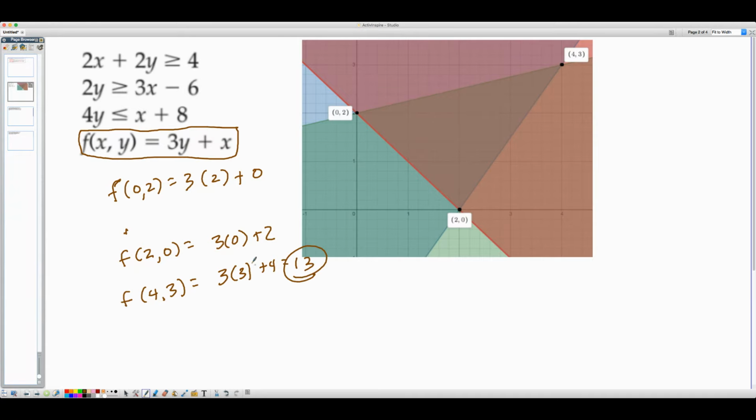That's going to be the maximum. Here we have 2, and here we have 6. So this would be the minimum: 2, 0 is the minimum, and 4, 3 is the maximum. It just happens that it's the highest on the graph. That is not always the case when you plug it into the function.